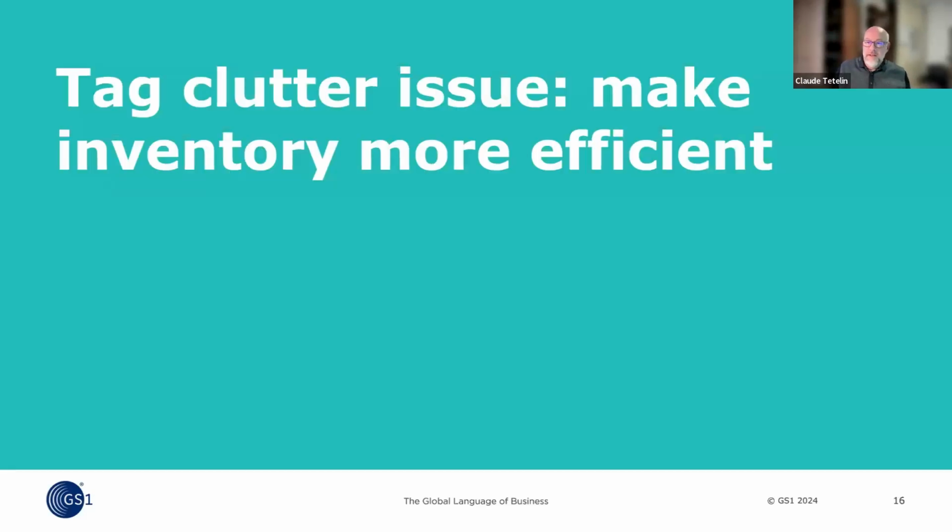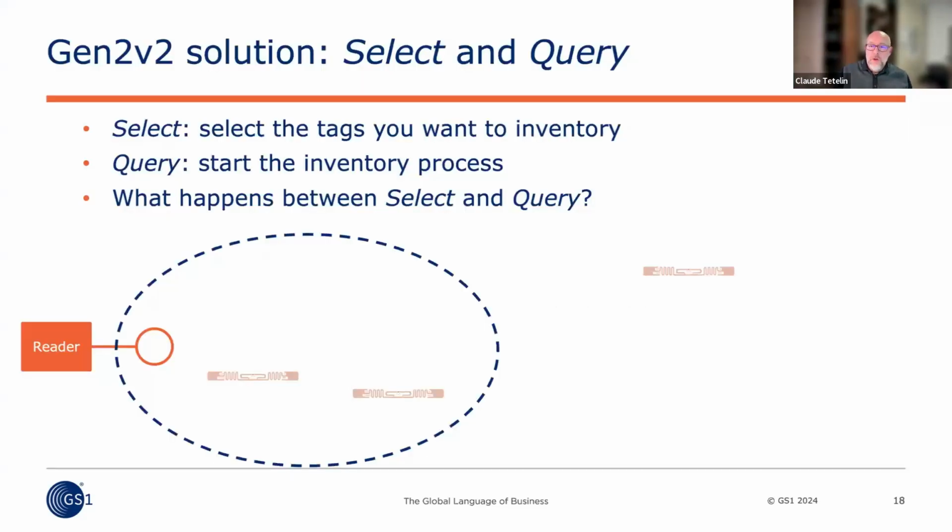Now, let's come back to the main topic of this webinar, the new Gen2v3 air interface protocol, and let's see how we can solve the tag clutter issue. Usually, when you do inventory, you capture all the tags that are energized in front of a reader, and once the EPCs or URIs have been captured, you try to find those that are of interest and really belong to your application. Of course, in order to avoid wasting time capturing unwanted tags, you can first choose which tags you want to inventory with the Gen2v3 select command.